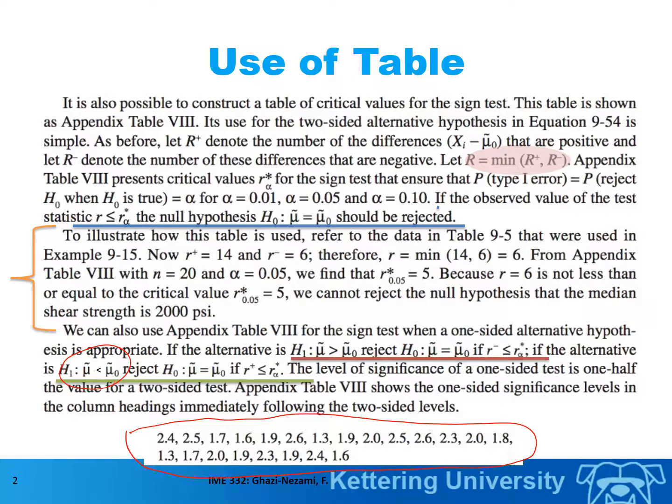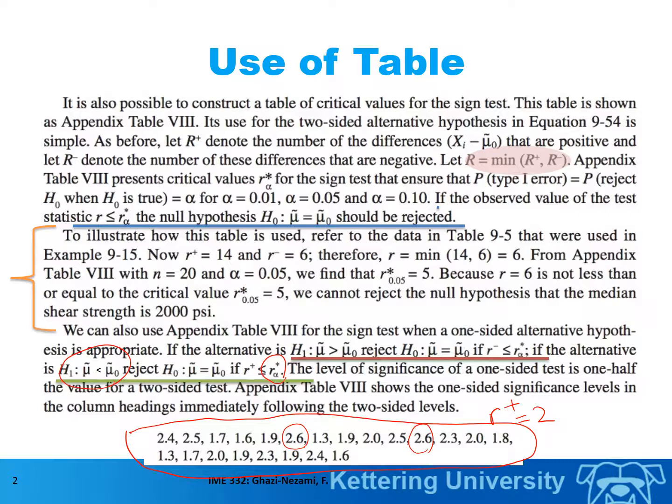Okay, let's go back and check the data for this example. You have to calculate the differences between individual observations and the hypothesized value and see how many of those differences are positive. Obviously, positive differences, I have 2.6 and another 2.6, and that will be all. So R plus in this example is equal to 2. I have to compare 2 with a critical threshold, and if 2 is less than that critical threshold, I will be rejecting my null hypothesis.